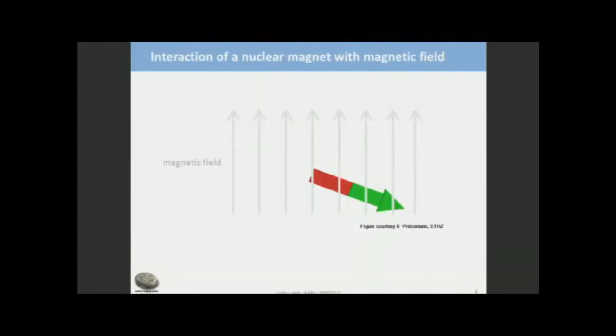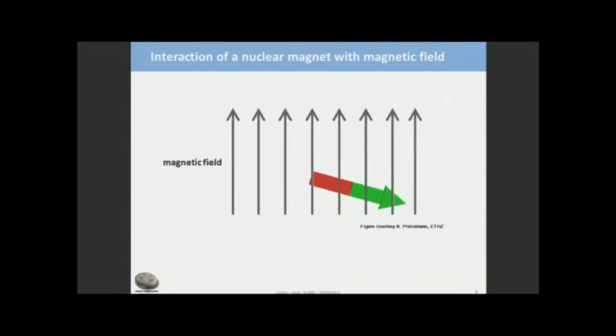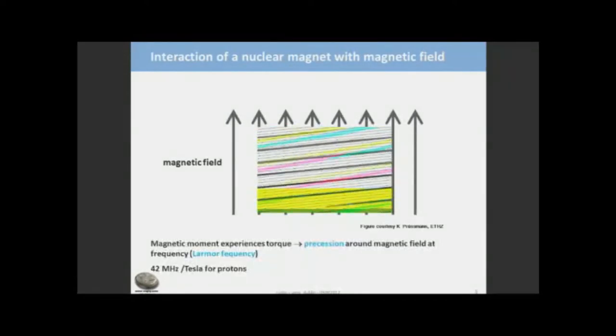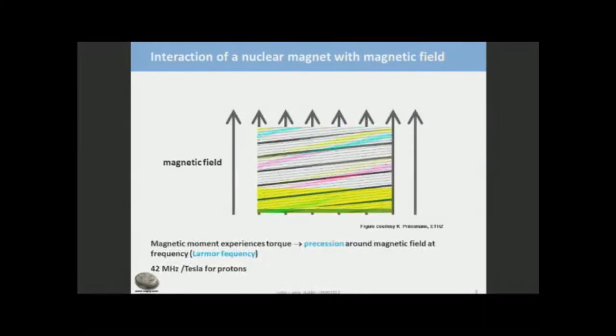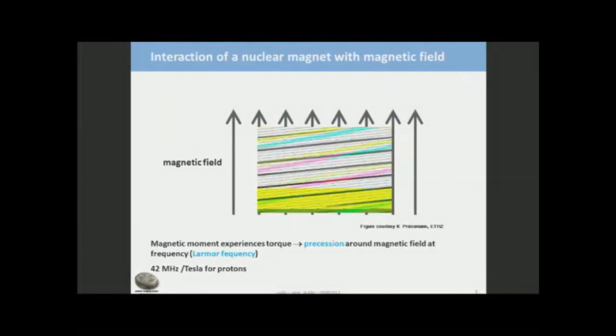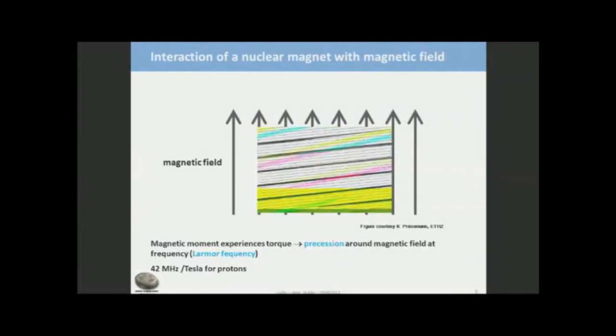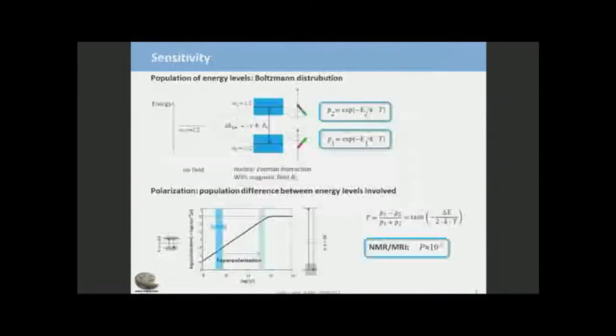So if you have a nucleus in the absence of a magnetic field, if you put on the magnetic field, the nucleus aligns. It does not align perfectly, which essentially leads to the precessing motion around the magnetic field. That's a movie which should look different. We tried this out, but obviously it doesn't work on every computer.